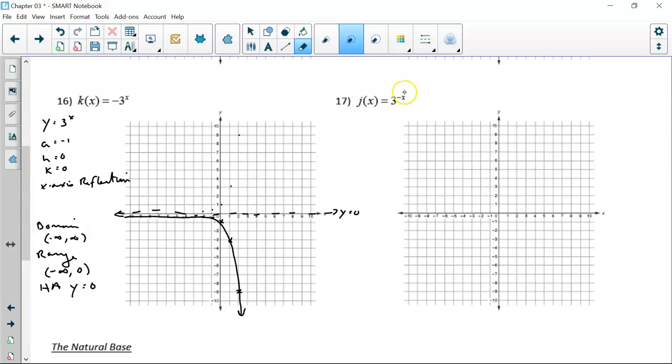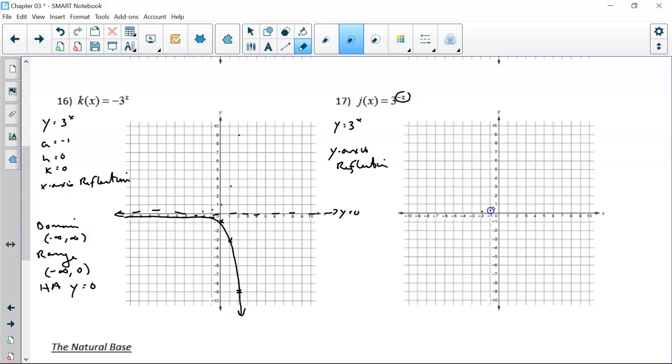And the last one, 17. Y equals 3 to the x is our parent function. Now, do you see how our negative is with the exponent? That's not really a. That's not our leading coefficient. But what we have here, when our negative is inside the function like it is here, that's a y-axis reflection.